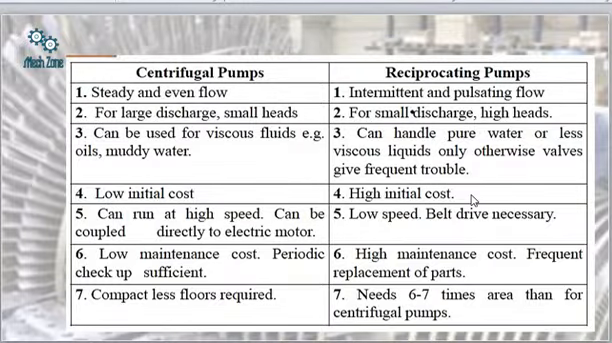Centrifugal has low initial cost, reciprocating has high initial cost. Centrifugal can run at high speed and can be coupled directly to the electric motor. Reciprocating has low speed, and a belt drive is necessary. Centrifugal has low maintenance cost, and a periodic checkup is sufficient. Reciprocating has high maintenance cost, and we have to frequently replace the parts. Centrifugal is compact and requires less floor space, whereas reciprocating needs 6 to 7 times the area. So if we have a space constraint, then we use centrifugal pumps, and if space is not a constraint, then we may use reciprocating pumps also.